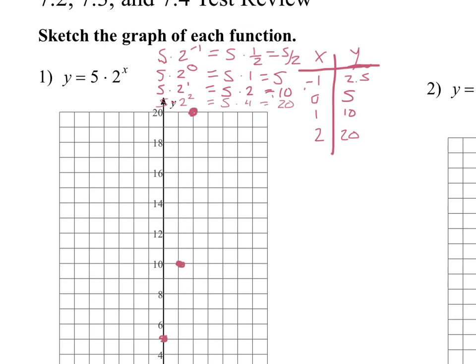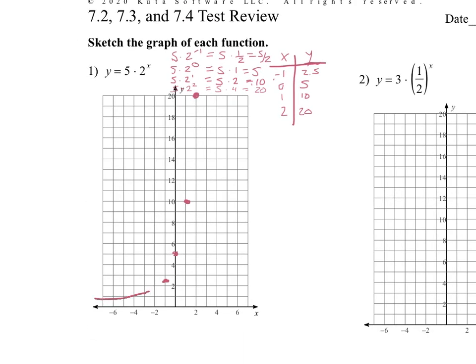So now that we have our 4 points on the graph, our graph is going to look like this. Remember, it's important here that our exponential graph never crosses the x-axis. So it's never going to go over this line. So just be aware of that when graphing it on the test.